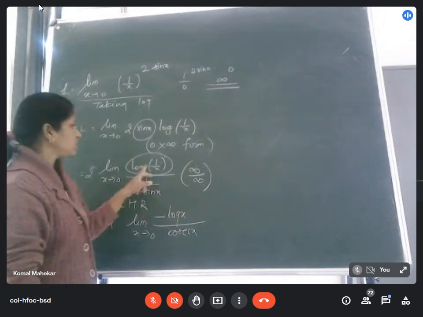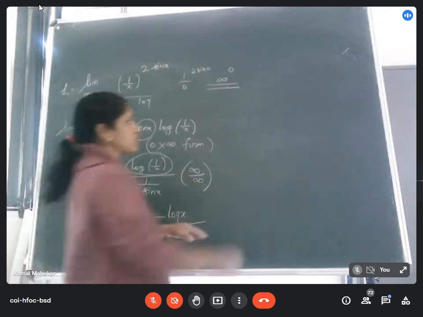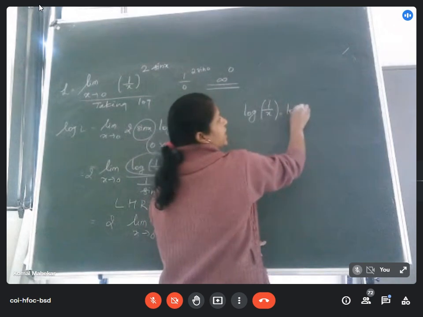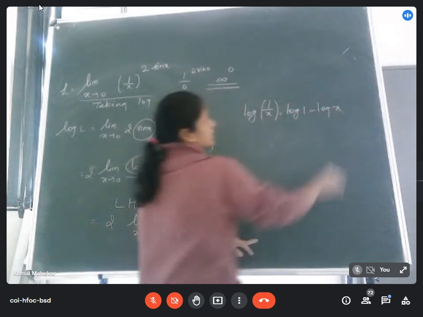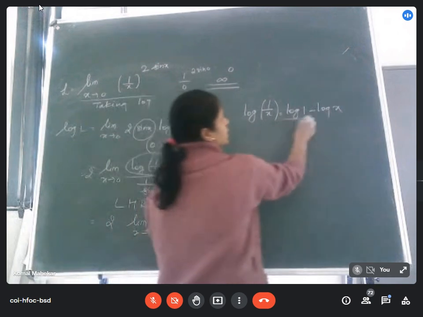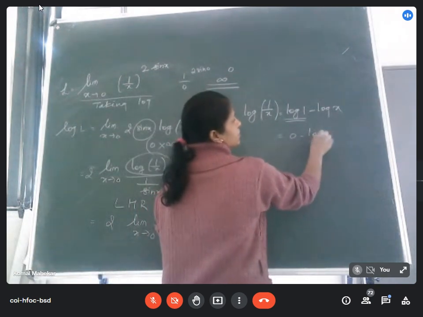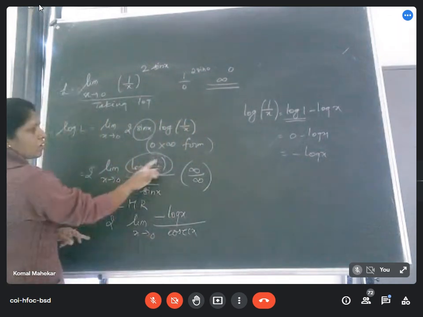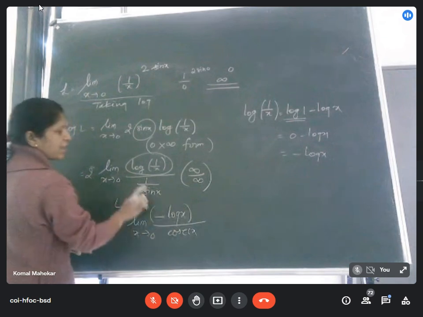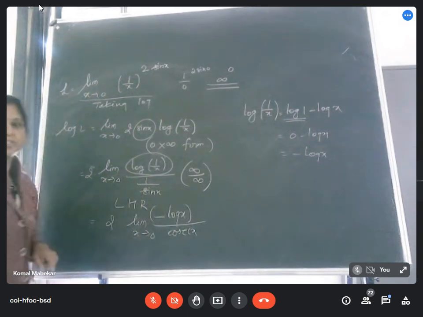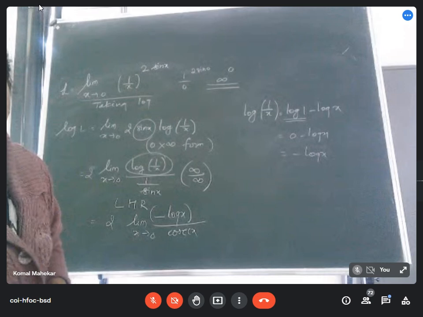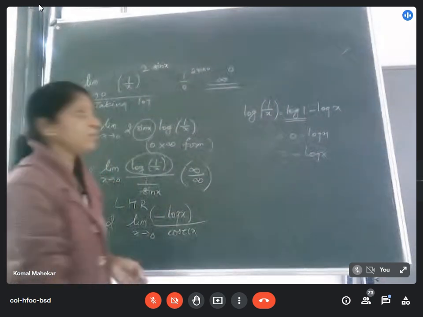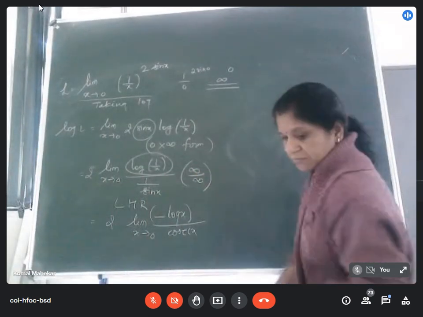See here, this is log of 1 by x, that is minus log x. Why? Since log of 1 by x, using the property of logarithm, this can be written as log 1 minus log of x. Log 1 is 0, so this is 0 minus log of x, so this value is minus log of x. So numerator, log of 1 by x, is minus log of x divided by 1 by sin x, that is cosec x. Now, take the derivative of numerator and denominator function and then apply the limit.